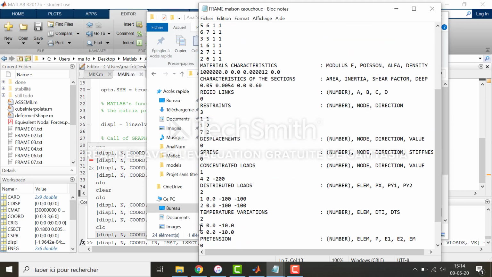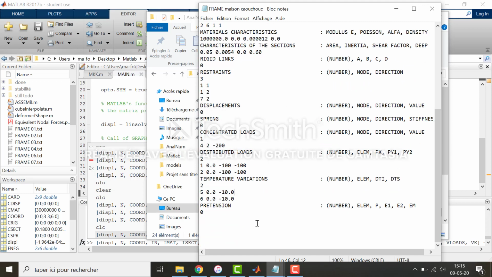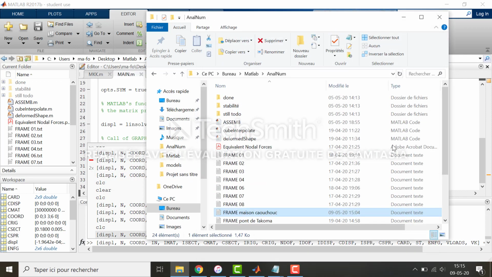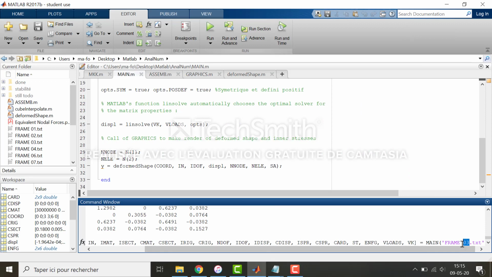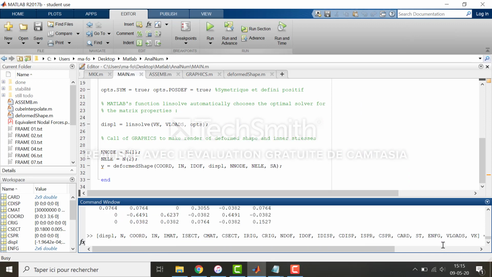And we have a temperature variation, which is on the element 5 and 6, so it's the right facade, and it's not differential. It should reduce a little bit and flex also the elements with this. So let's run it with the frame maison caoutchouc. Frame maison caoutchouc, perfect.